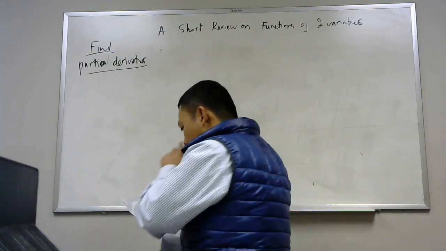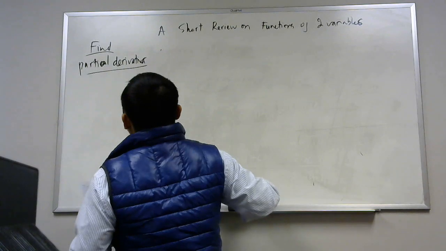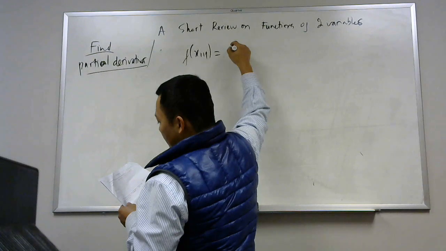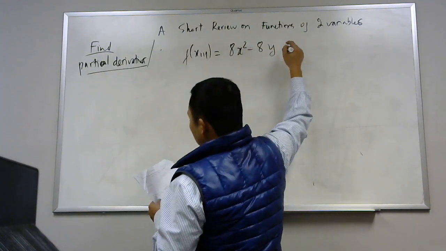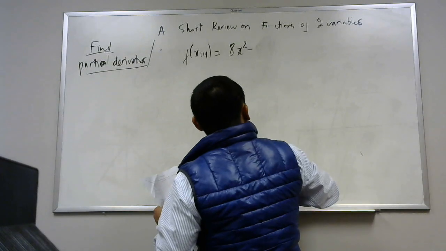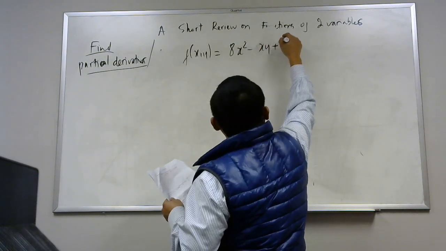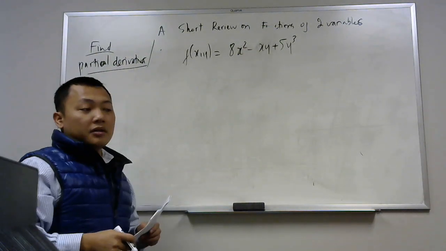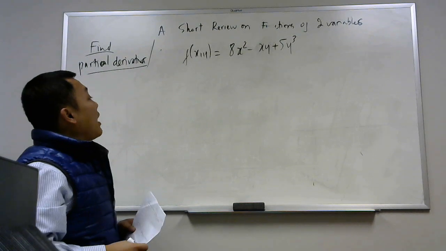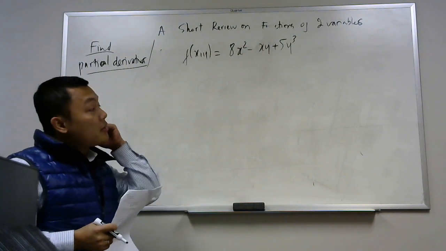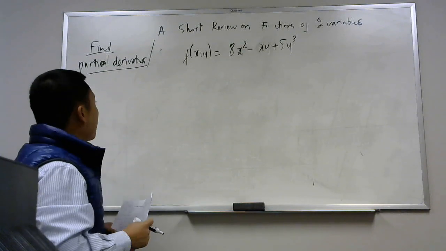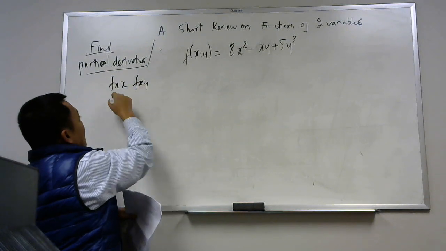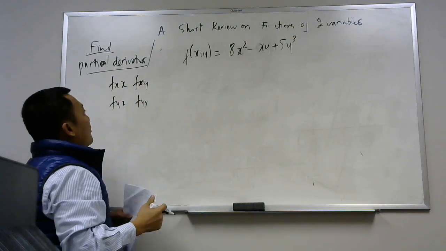All right, now let's consider second partial derivatives. Find the partial derivatives of f(x, y) equal to 8x squared minus xy plus 5y cubed. They ask us to find all second partial derivatives. Our function is a very good one, it's a polynomial. So for second partial derivatives, we have fxx, fxy, fyx, and fyy.